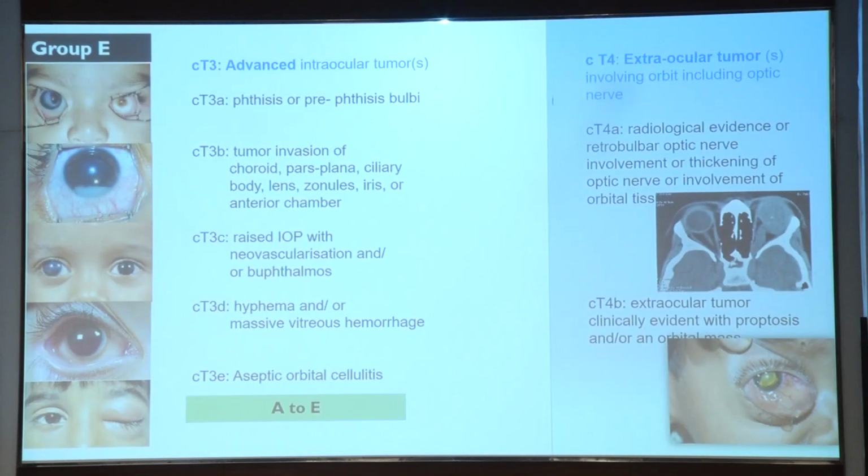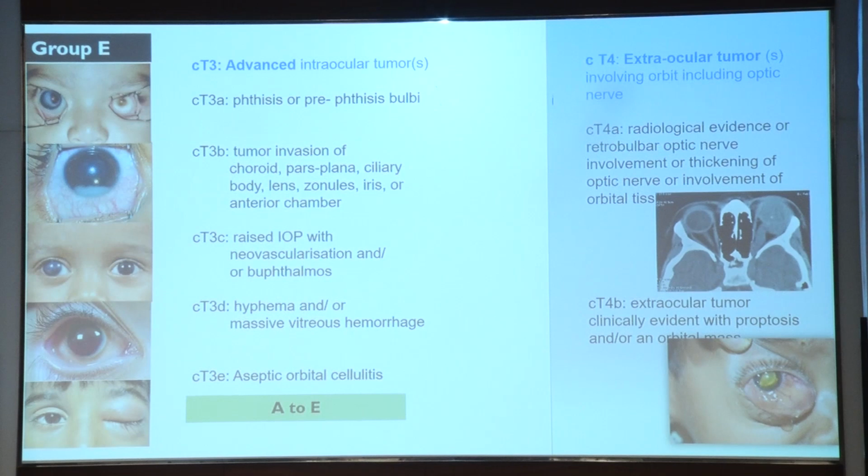Now, group E is very extensive, and that correlates to T3. Okay, T3 is advanced intraocular tumor, and depending upon the severity: phthisis, pre-phthisis, tumor invasion of the anterior segment, raised IOP with buphthalmos and neovascularization, hyphema, massive vitreous hemorrhage, aseptic orbital cellulitis. In T3, there is A, B, C, D, E. All right, easy to remember. So that is how group E correlates.